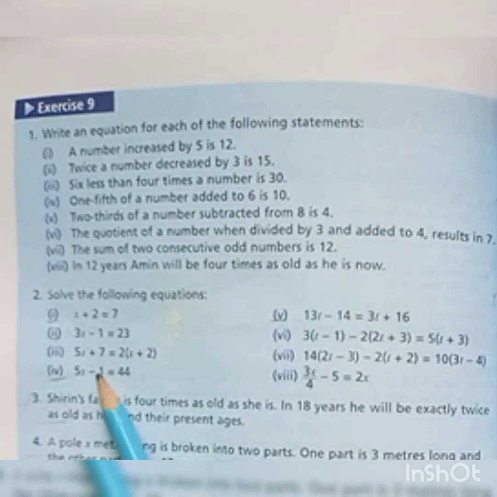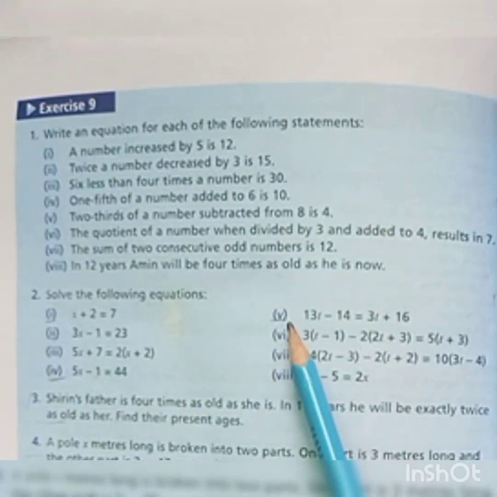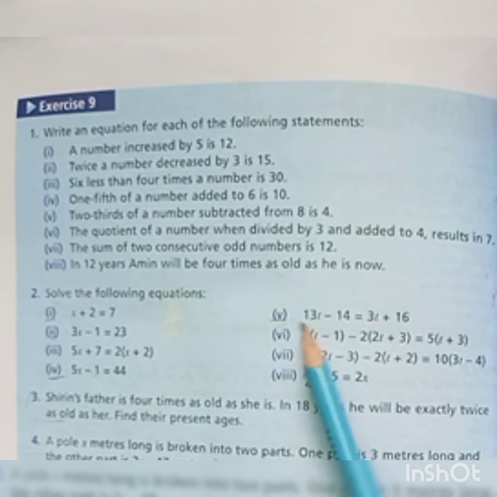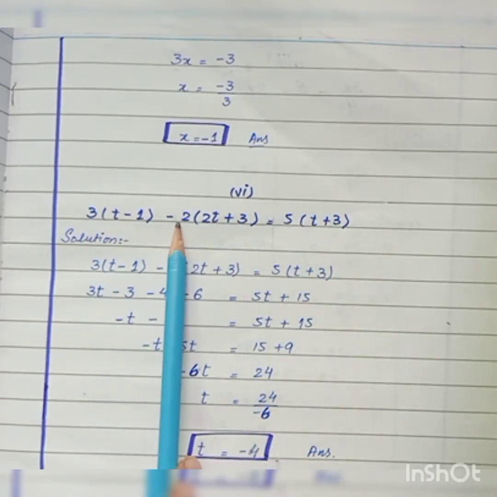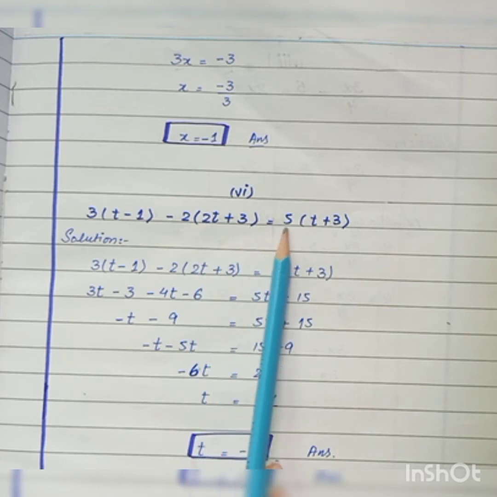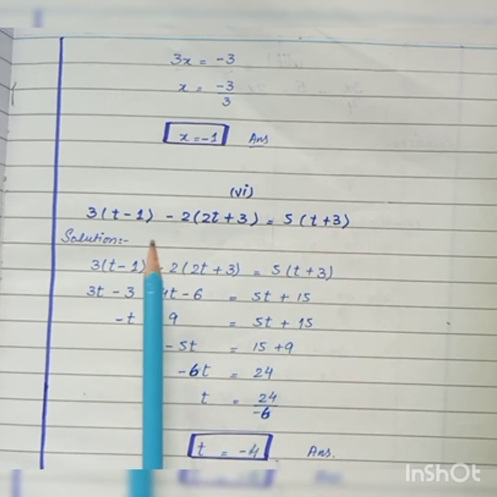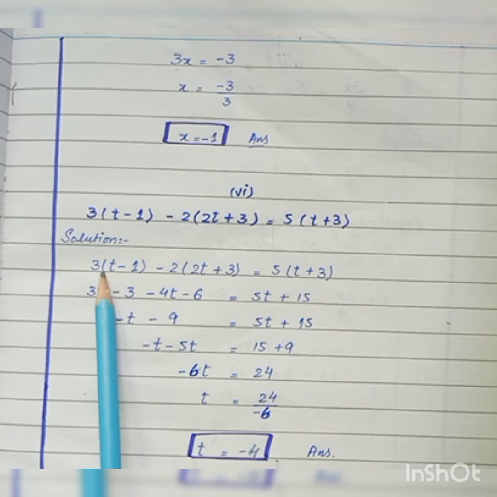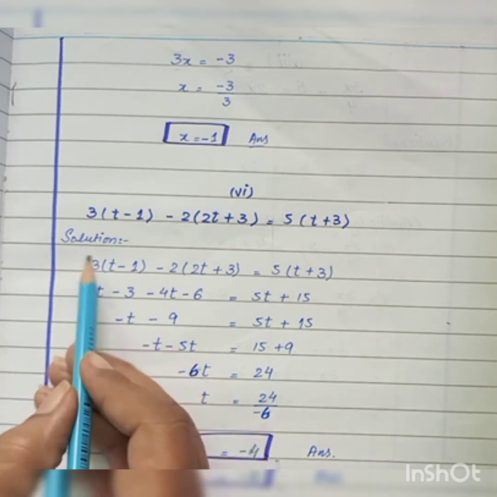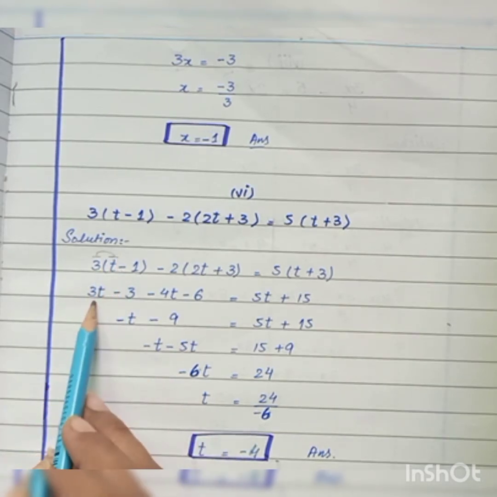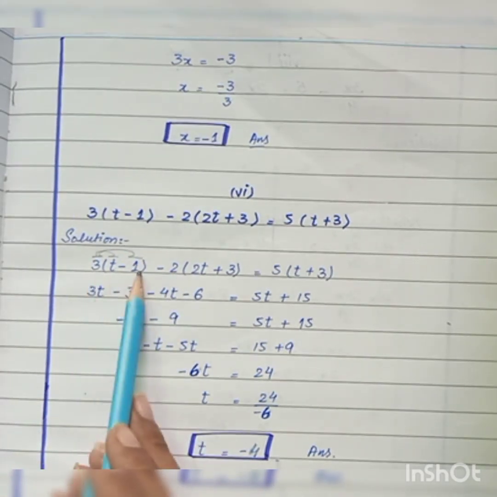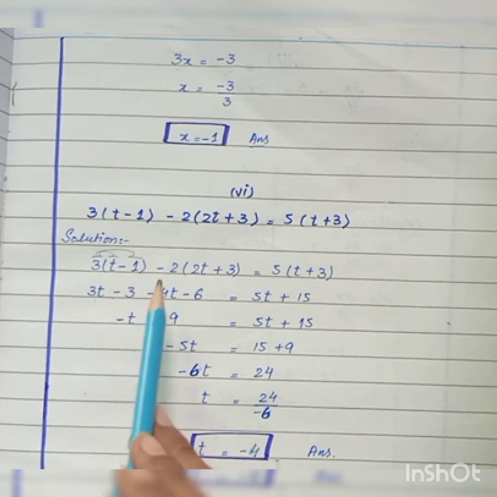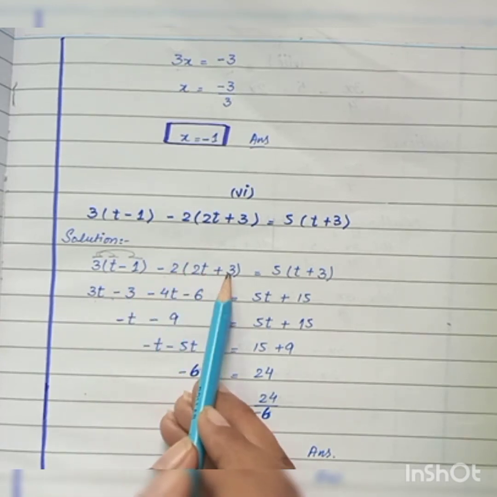Now part number 4 is in your homework and part number 5 is also in your homework. Now students, move towards part number 6, that is 3(t - 1) - 2(2t + 3) = 5(t + 3). Here you can see the solution. Students, here 3 will multiply with both inner values. That means 3 multiplying t gives 3t, and 3 multiplying 1 gives 3. 3 ones are 3, and minus 7 will stay as it is. Now minus 2 is multiplying both of the inner values.